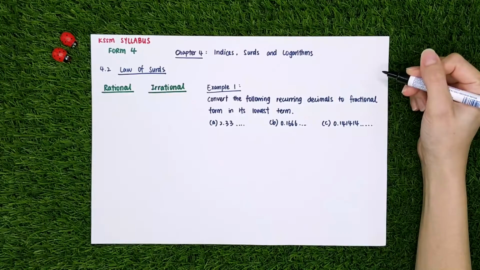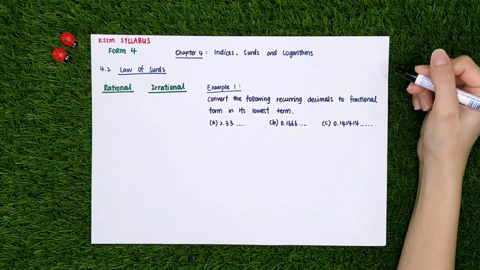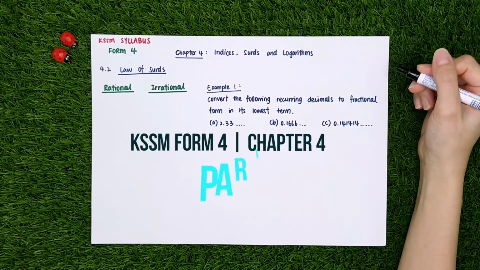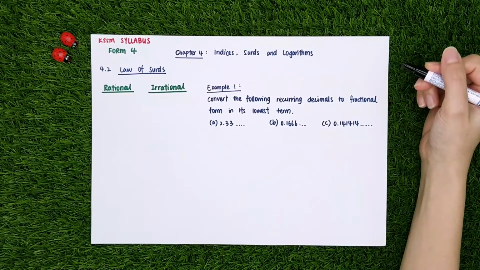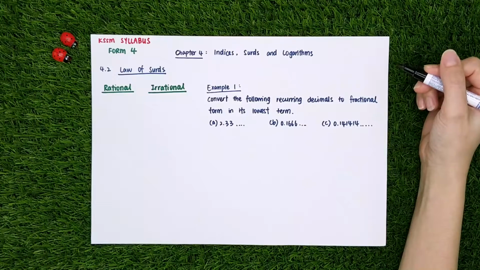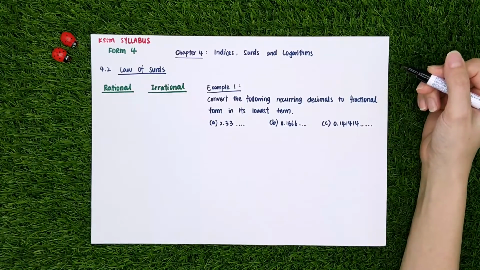Chapter 4, Indices, Surds and Logarithms. Now we go to the second subtopic of this chapter, which is law of surds. Before starting the law of surds, I want to introduce to you what rational numbers and irrational numbers are.